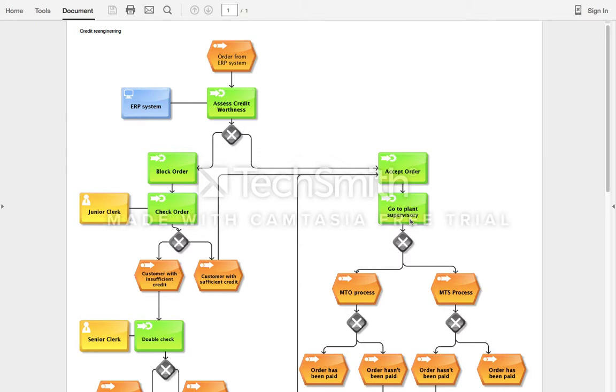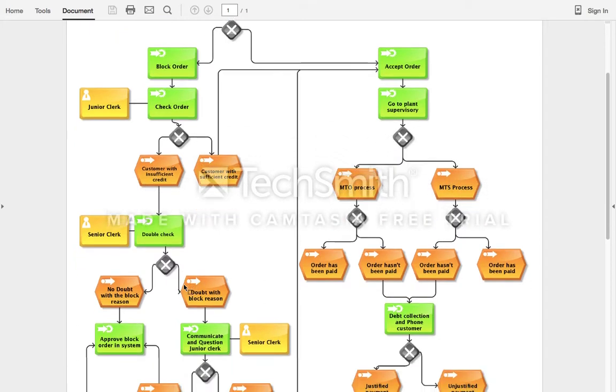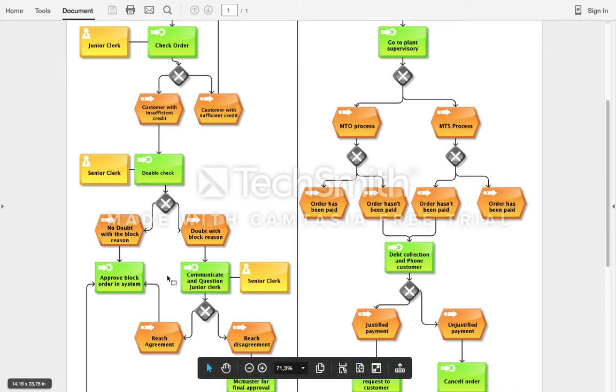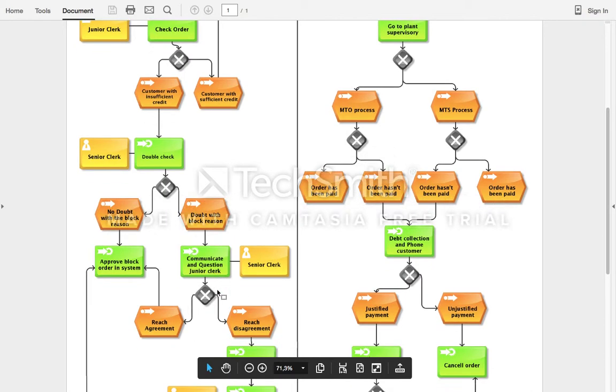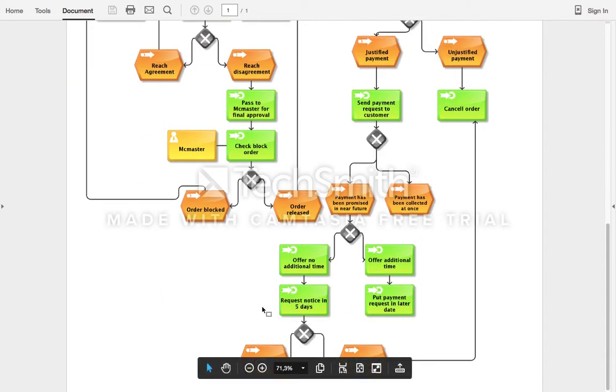So for our credit process re-engineering, the old process may heavily depend on the MacMaster. In our new process, we introduce a senior clerk to share responsibilities with the MacMaster, and the senior clerk will assess the block reasons first, and only those orders that cannot be decided by the junior and senior clerk will be passed to the MacMaster for the final approval. So the risk in our credit department may be that the credit department needs 5 days to confirm customer payment, which may have an impact on our productivity.